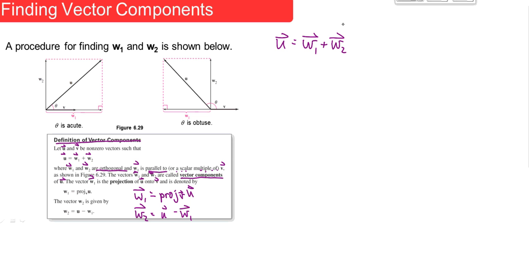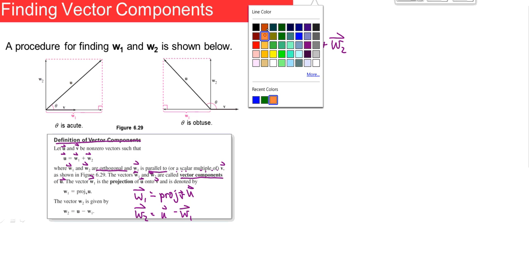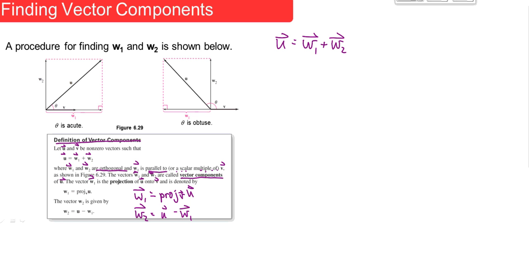And then we're going to remind ourselves that, and I'm going to use this kind of orange color, W1 is either parallel to or a scalar multiple of V. So if this is V and this is W1, we can say that W1 is equal to V times some scalar C, because their direction is the same.